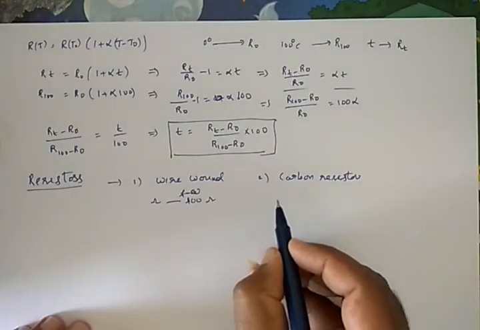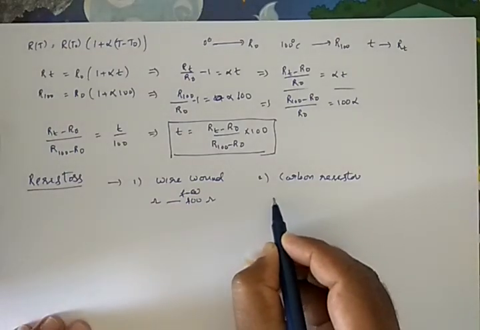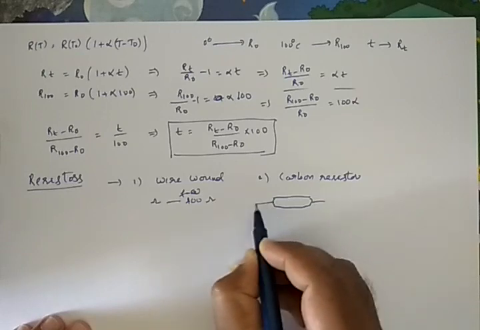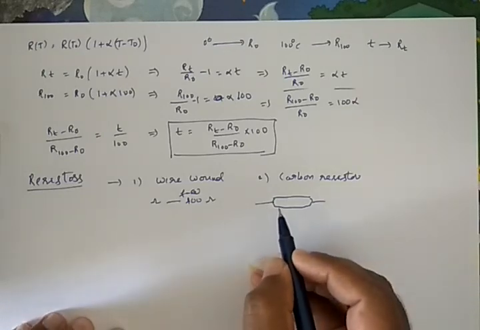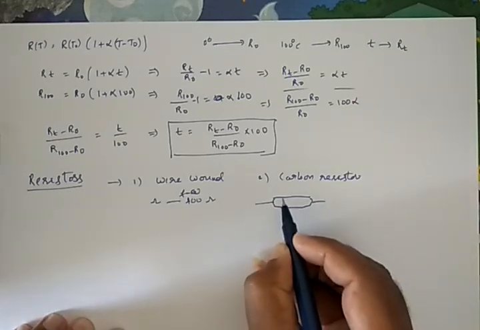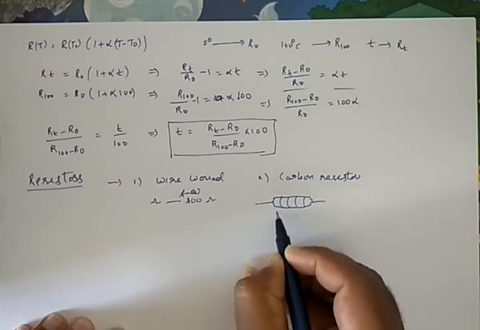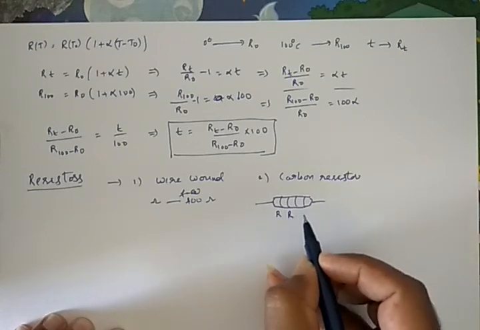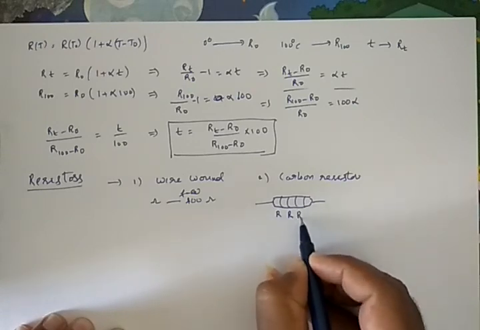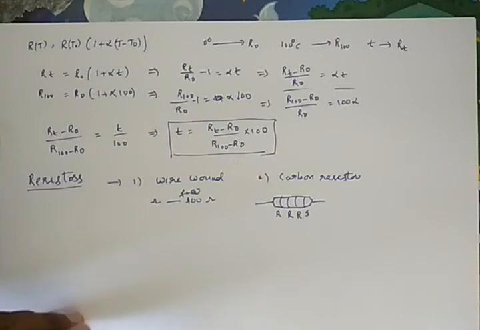For example, if I have a carbon resistor in this way, let us say this is the resistor, there will be color coding on this resistor: 1, 2, 3, 4 colors. Assume that the first color is red, the second color is also red, the third color is also red, and let us say the final color is silver. Then how to find the resistance of this resistor? This is the code to identify that.